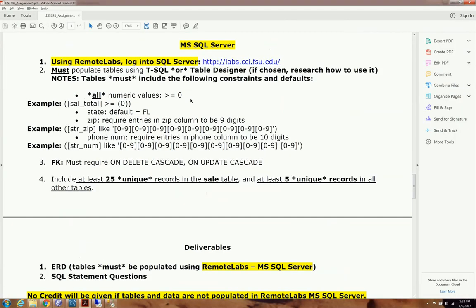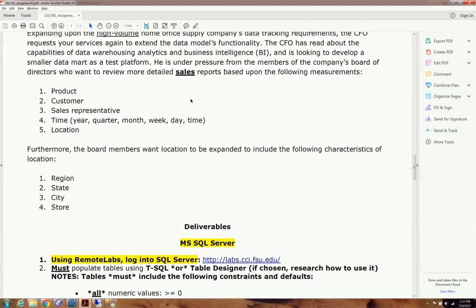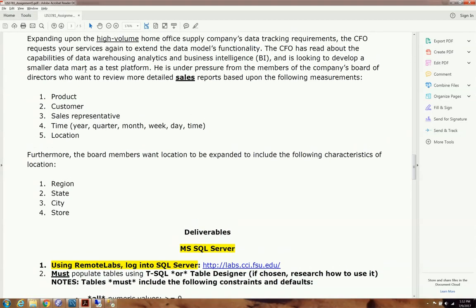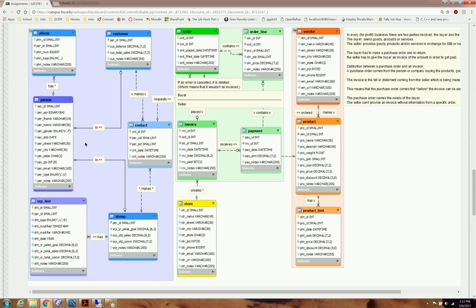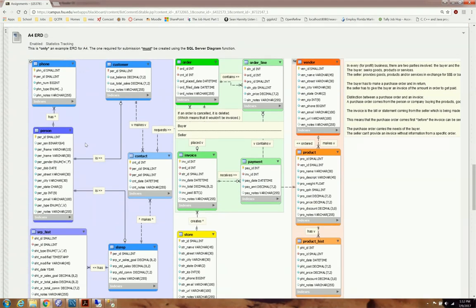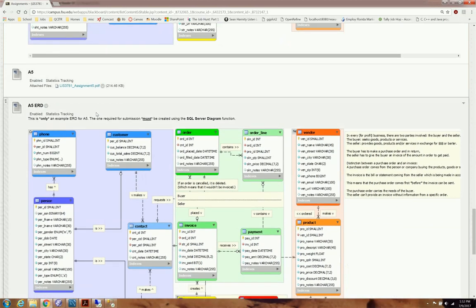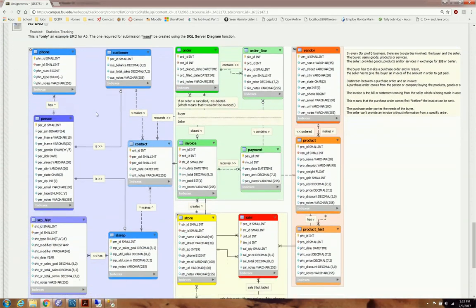All right, let's begin. Now, the first thing I want to say is we have most of these entities already. We have product, we have customer, we have sales rep. We don't have time broken down. We don't have location broken down. Let me show you the distinction between assignment number 4 and assignment number 5. As you can see here in the top left corner, this is the ERD for assignment number 4. And as I scroll down, you could see this is the ERD for assignment number 5.